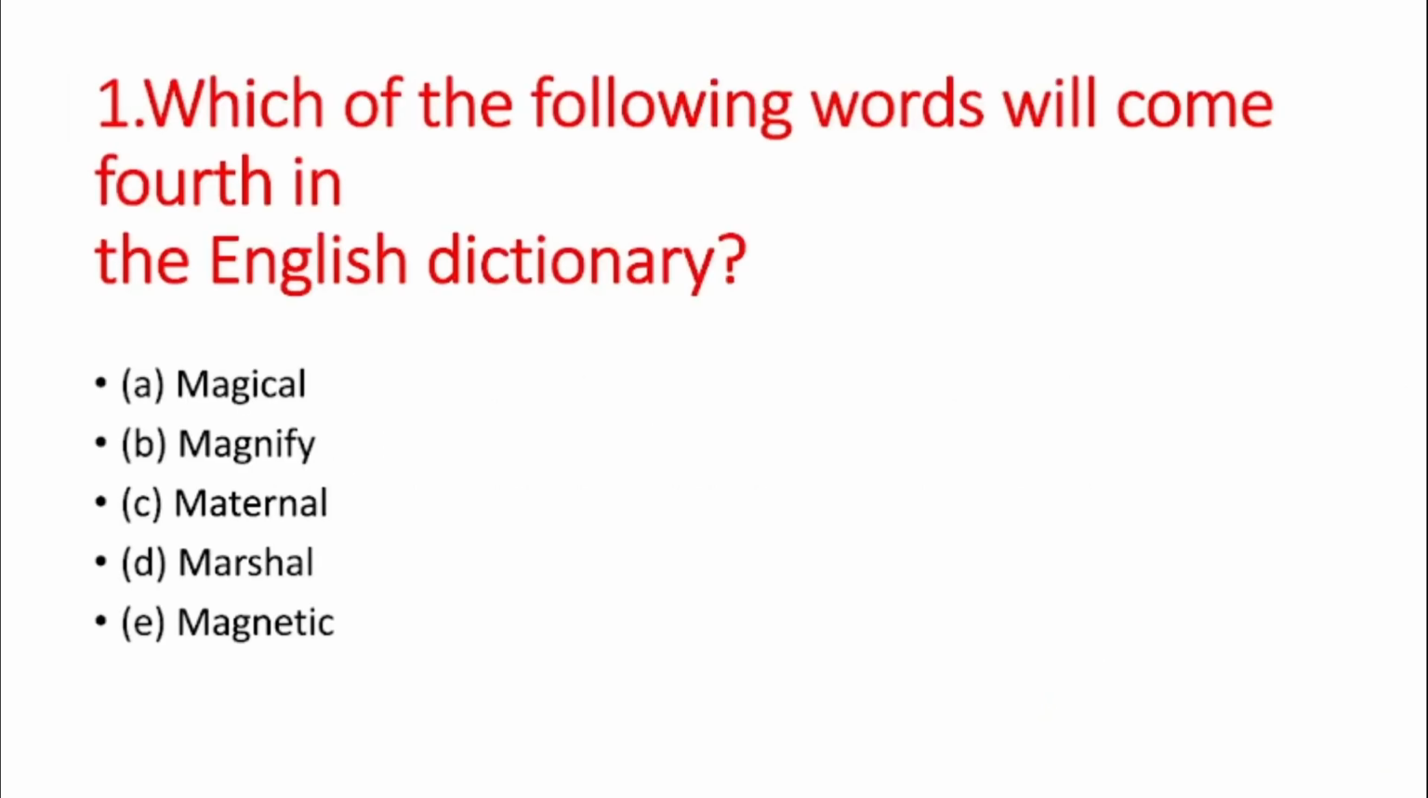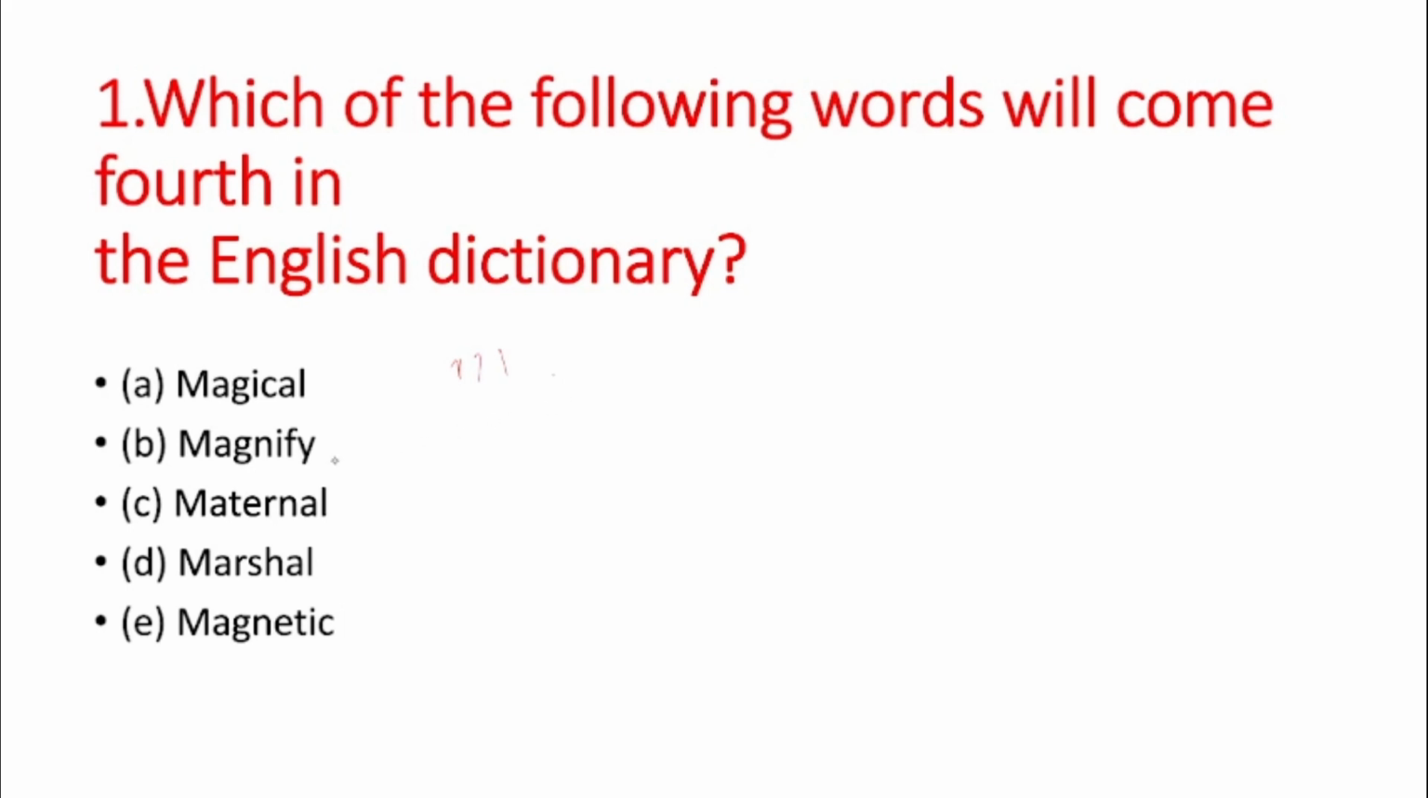Let's start with the first question here. Which of the following words will come fourth in the English dictionary? So we have an idea how the English dictionary looks, I mean how to check the words in the English dictionary, right? It starts with the alphabetical order, and then we need to check every letter in the word and move on, right? So here five words are given. We need to start with the first letter and then the next letter and then the next letter and so on.